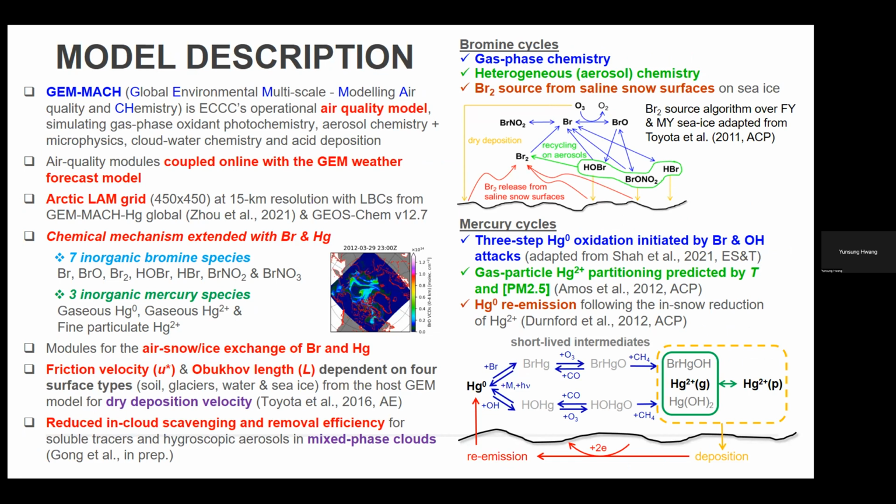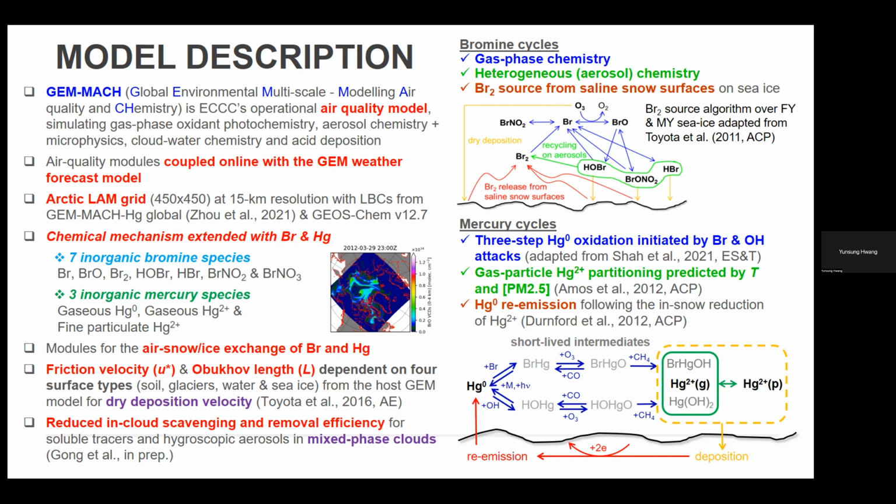And some technical details include the friction velocity and Obukhov length for the calculation of dry deposition velocity, which are given for the 4 surface types assumed by the GEM weather forecast model: soil, glaciers, water, and sea ice. That is actually important because in between sea ice, you sometimes have open water leads where you have a very high sensible heat flux, so that the air is almost always unstable, whereas over sea ice, it's almost always stable. So that contrast can be represented by this approach.